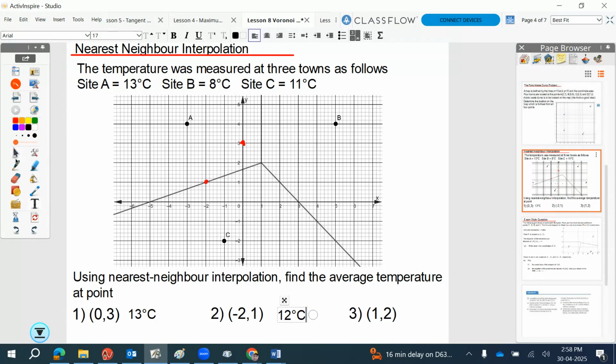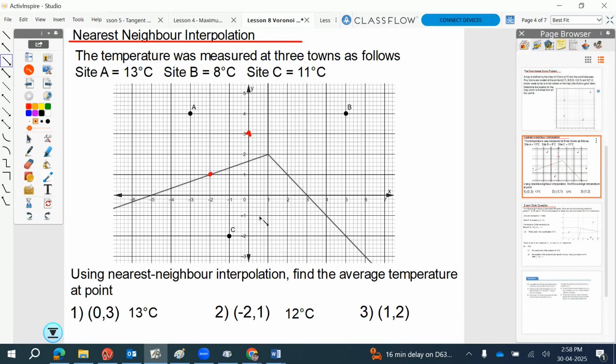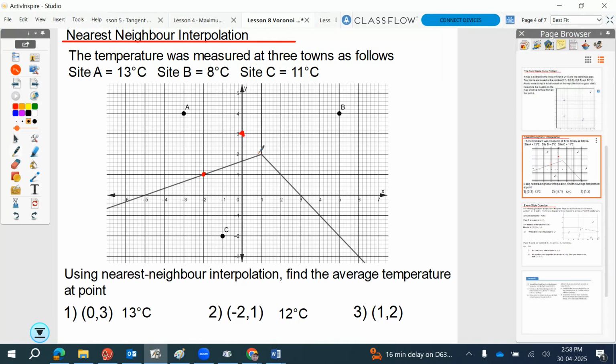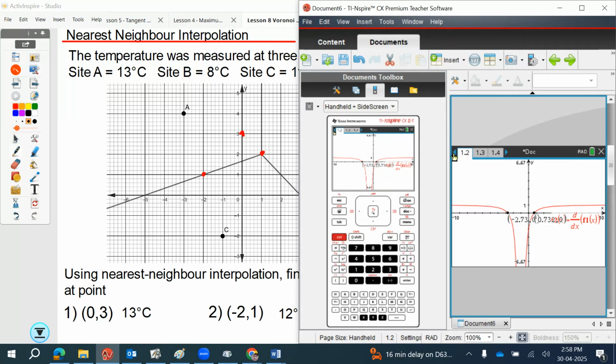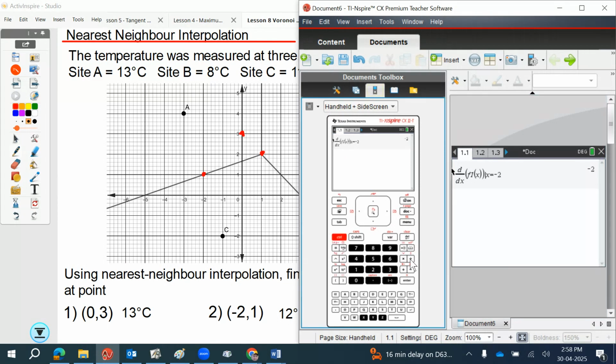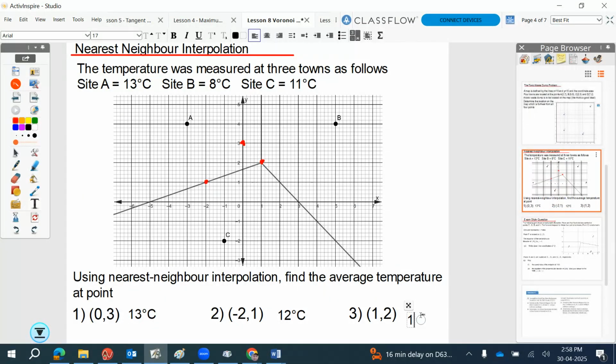Lastly, we have the location at 1,2. So the location at 1,2 is this vertex here. So we need to find the average of all three. I'm just going to use my calculator for that one. So to find the average of all three, we are going to have 13 plus 8 plus 11 divided by 3. That's going to give us 10.7. So our answer there is going to be 10.7 degrees centigrade.